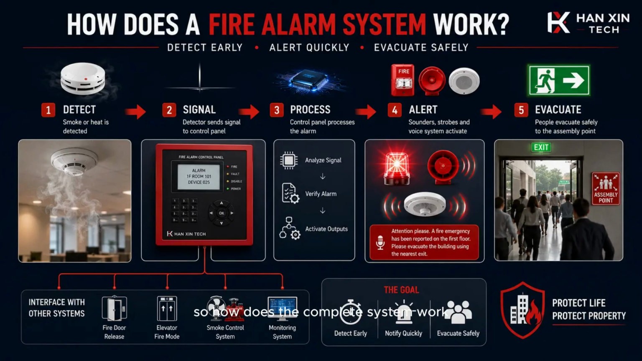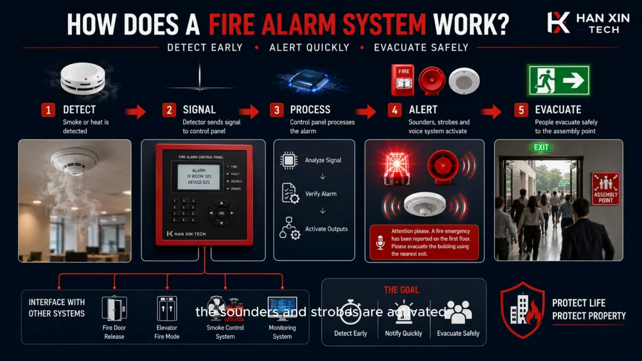6. How does a fire alarm system work? So, how does the complete system work? Let's take a simple example. Imagine a smoke detector installed inside a room. First, smoke enters the detector. The detector recognizes the smoke condition and sends a signal to the fire alarm control panel. The fire alarm panel receives and processes the signal. If the programmed alarm condition is confirmed, the panel activates the required outputs.